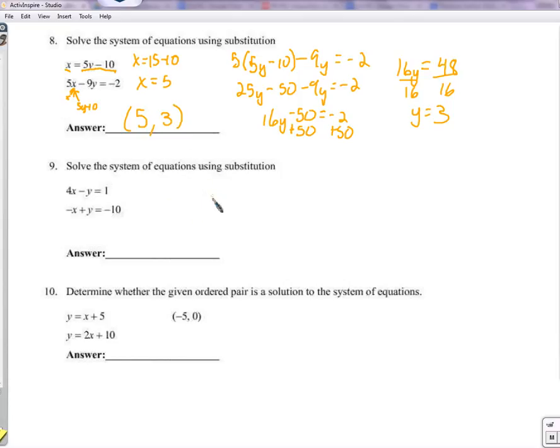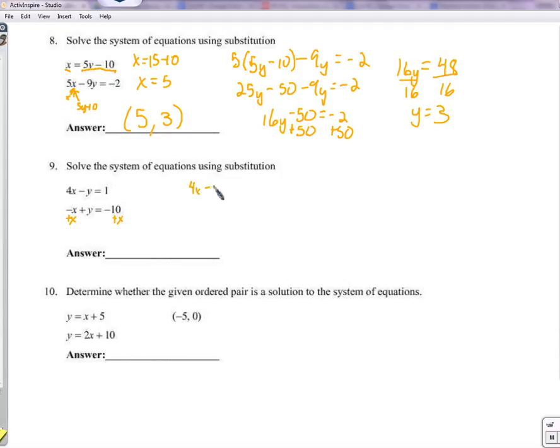Okay, solve this system of equations using substitution. Well, this one is not set up the way the last one was. That one told us what x was equal to, and this one doesn't tell us that. It doesn't tell us x is equal to anything or y is equal to anything. So we just need to make one of the equations do exactly that. Now I see this y sitting here. It's positive, so it's going to be easy to get by itself if I just add x to both sides.